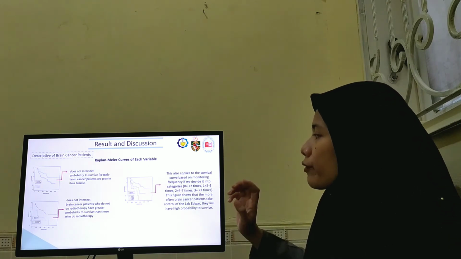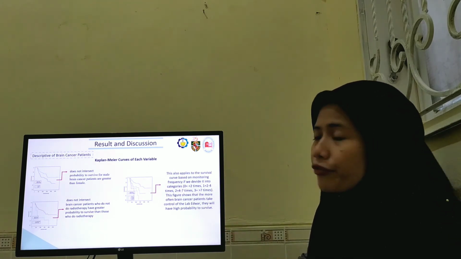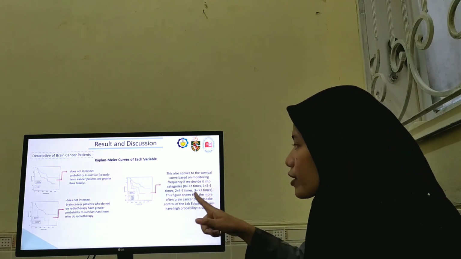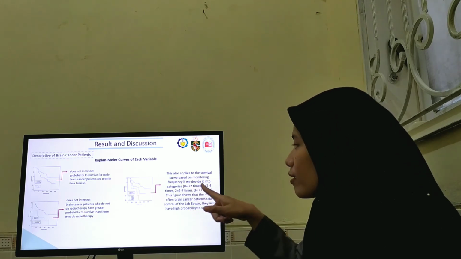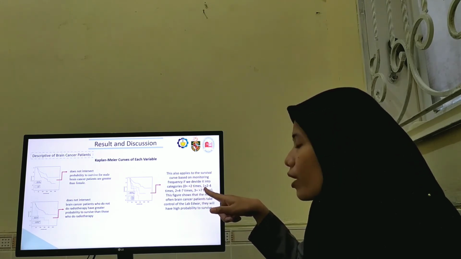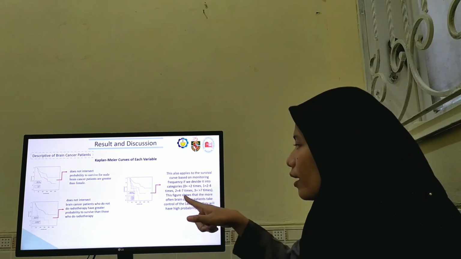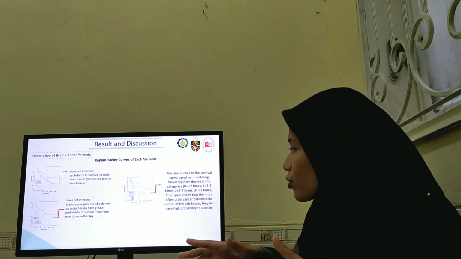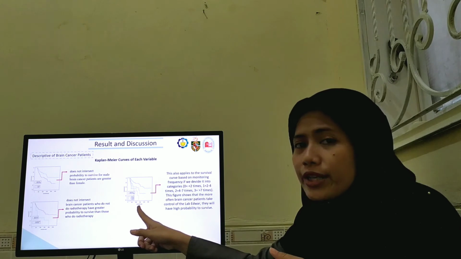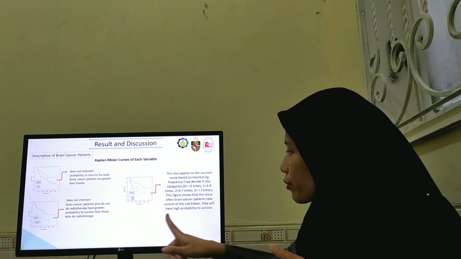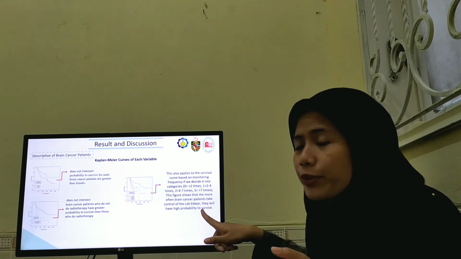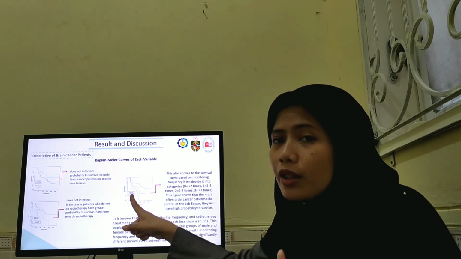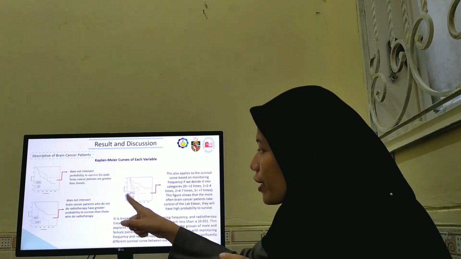And this also applies to the survival curve based on monitoring frequency if we divide it into categories. The first category is less than 2 times. The second category is 2 until 4 times. And the third category is more than 7 times. This figure shows that the more often brain cancer patients take control at the Lab Edward, the higher their probability to survive. From this figure, we also know the log-rank test of each variable.